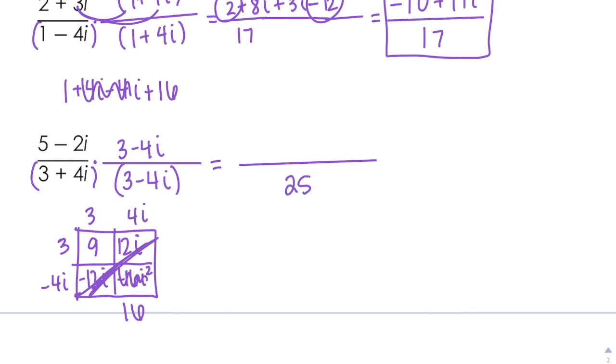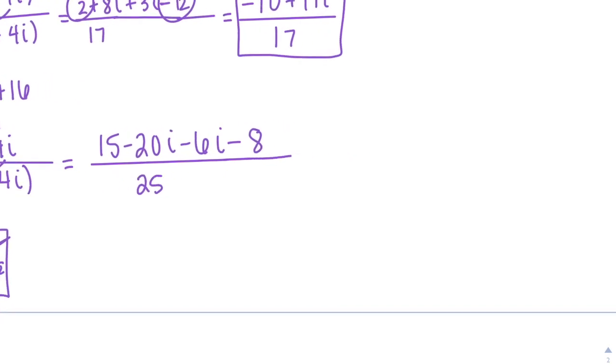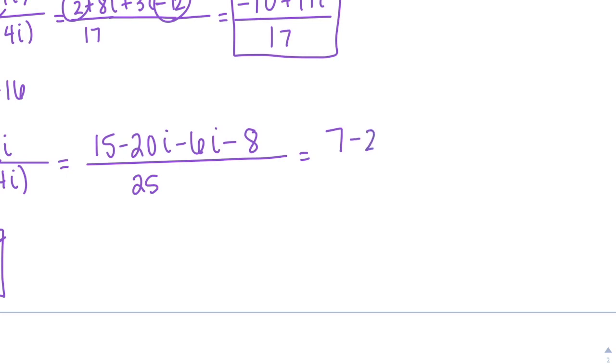And then I have to do my numerator. So 5 times 3 is 15. 5 times negative 4i is negative 20i. Negative 2i times 3 is negative 6i. And negative times negative makes that positive 8i times i is i squared. Well, i squared just says, nope, not positive anymore. Make it a negative. So what's 15 minus 8? 7. What's negative 20i minus 6i? Negative 26i all over 25.